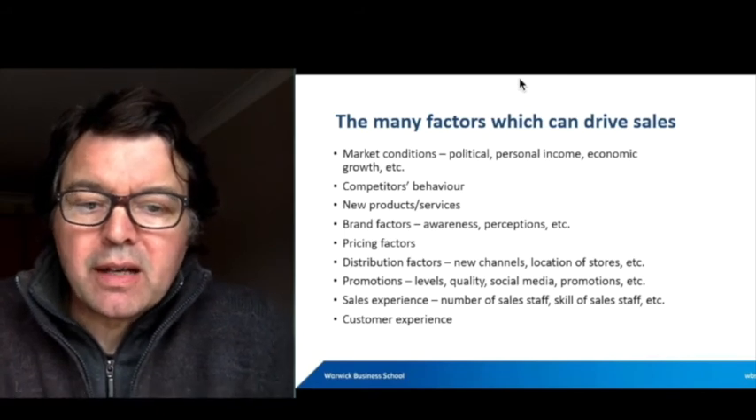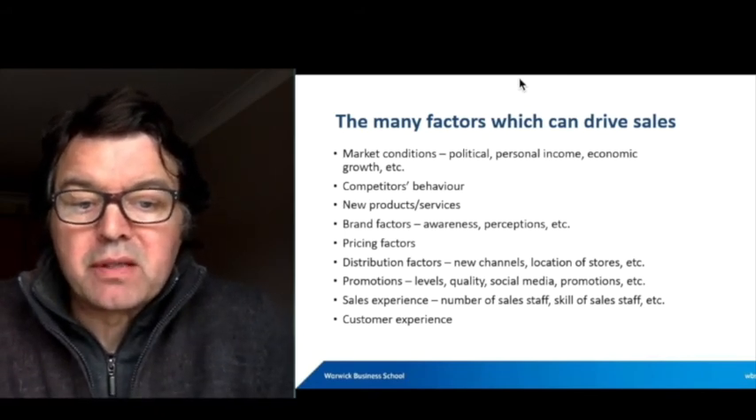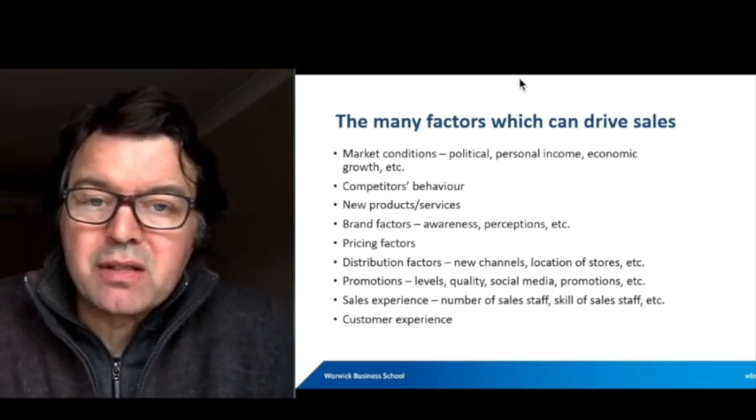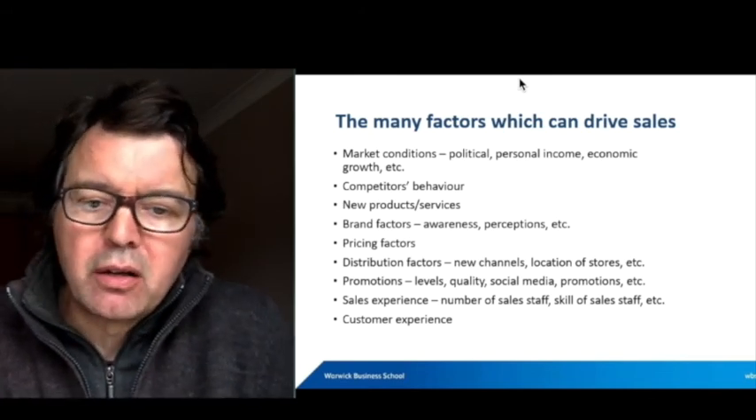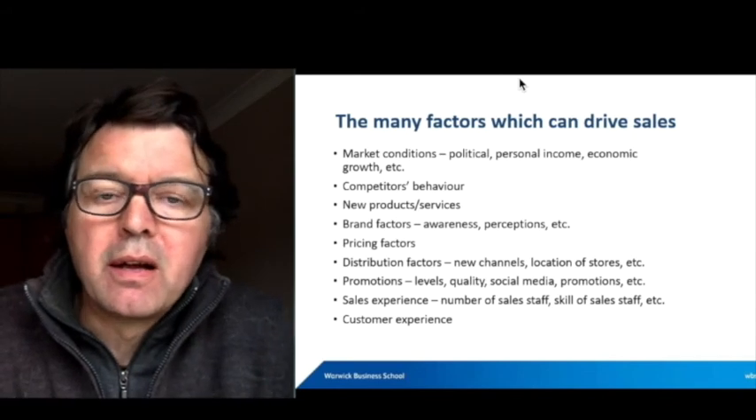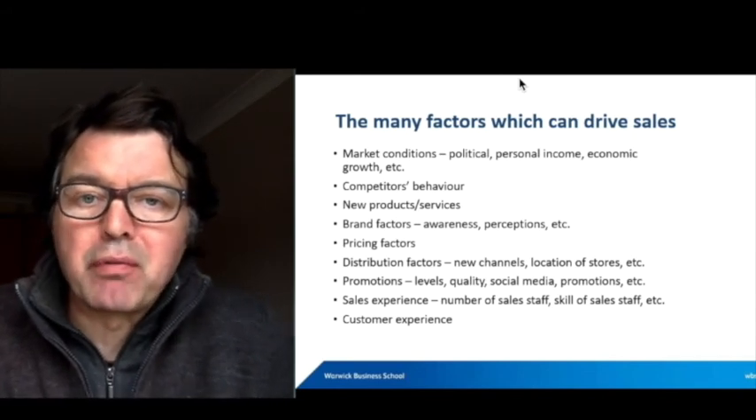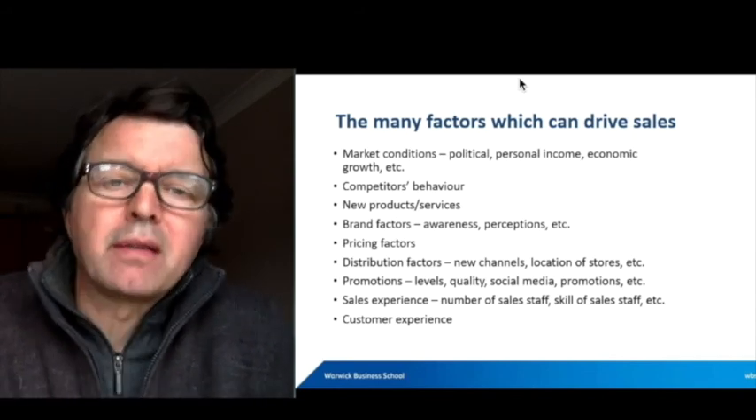Sales experience, so the number of sales staff, the skill of the sales staff, the training of the sales staff, that might affect our sales. Customer experience, so if our customer experience is improved for whatever reason, that will affect sales.